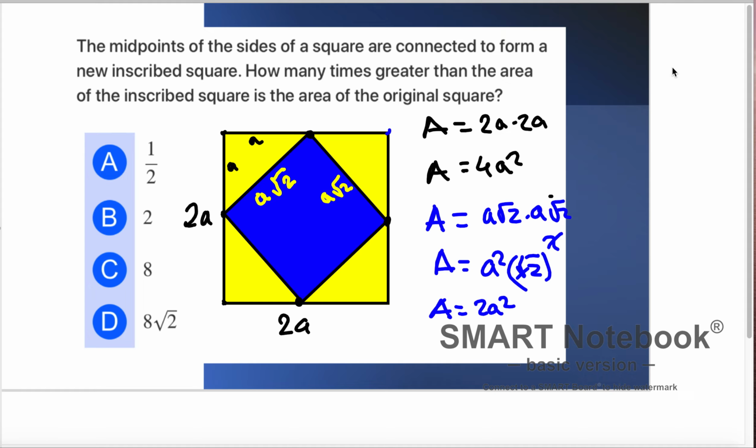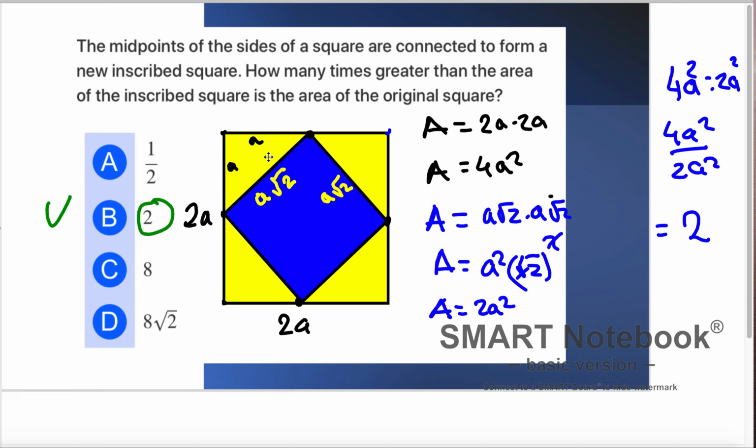And if you look at this proportion, how is it going to be? 4a squared is in proportion with 2a squared, okay? 4a squared divided by 2a squared. If we simplify, this turns out to be 2. So the yellow area is 2 times greater than the blue area. So the answer is answer B.